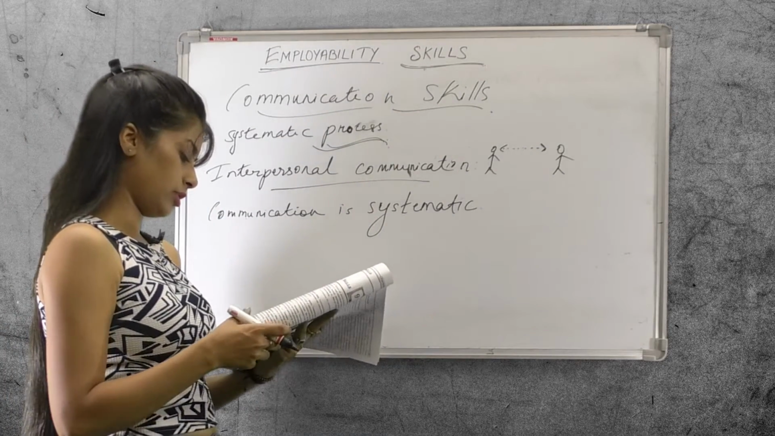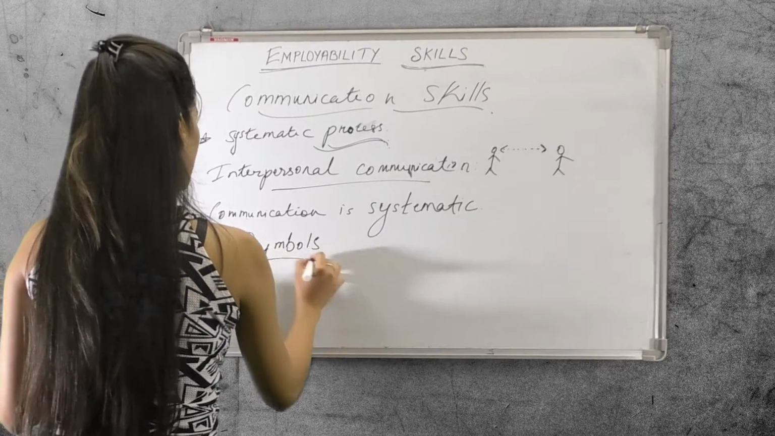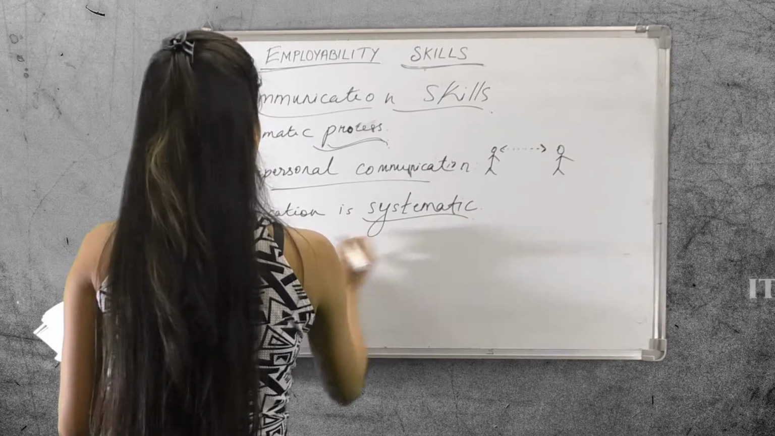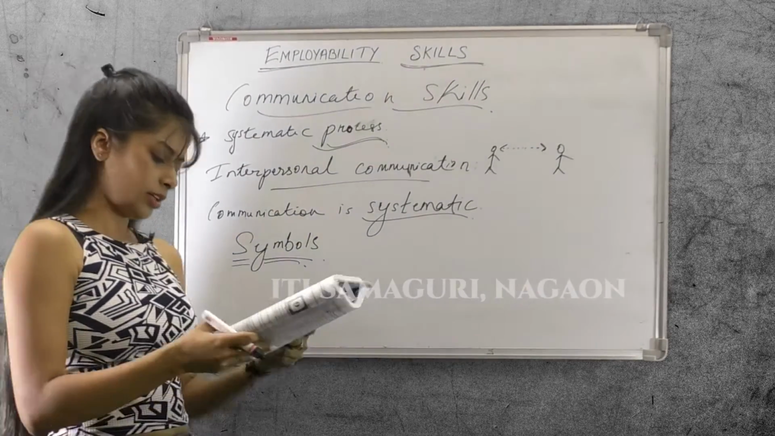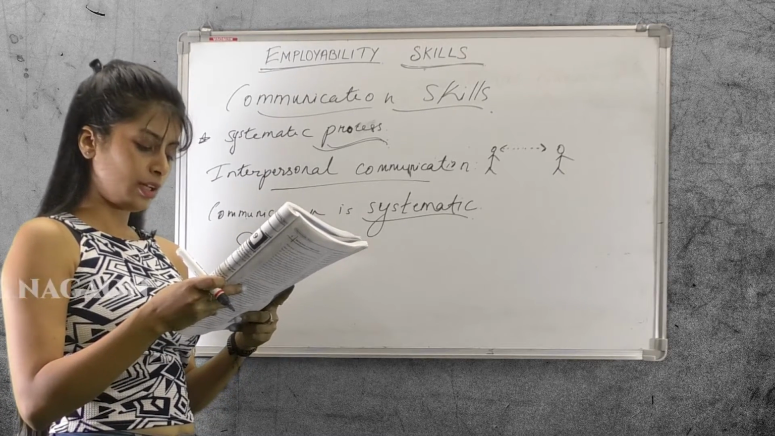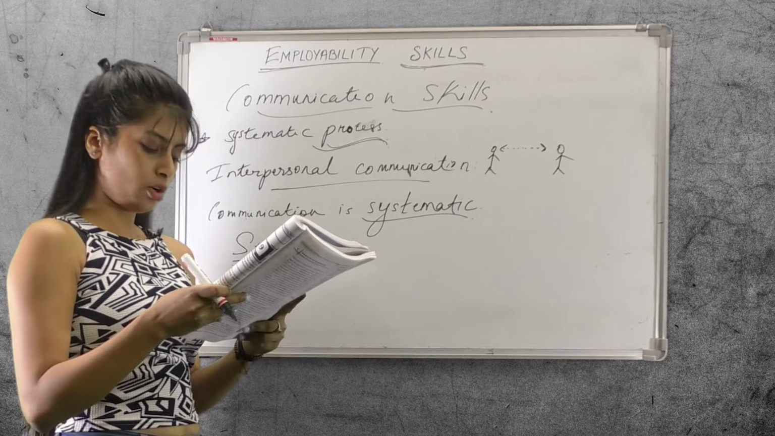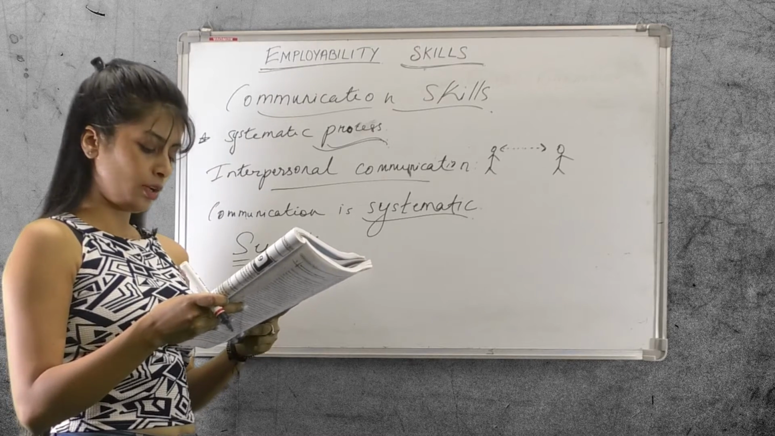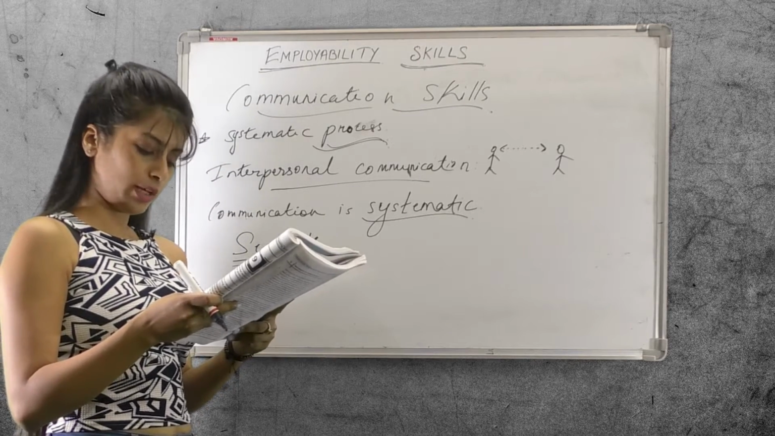Another key feature of this definition is symbols. One is process, another is systematic, and another key feature is symbols. It includes language, non-verbal behavior, art, music, or anything that abstractly signifies something. For example, we can symbolize love by giving a card, by giving a ring.